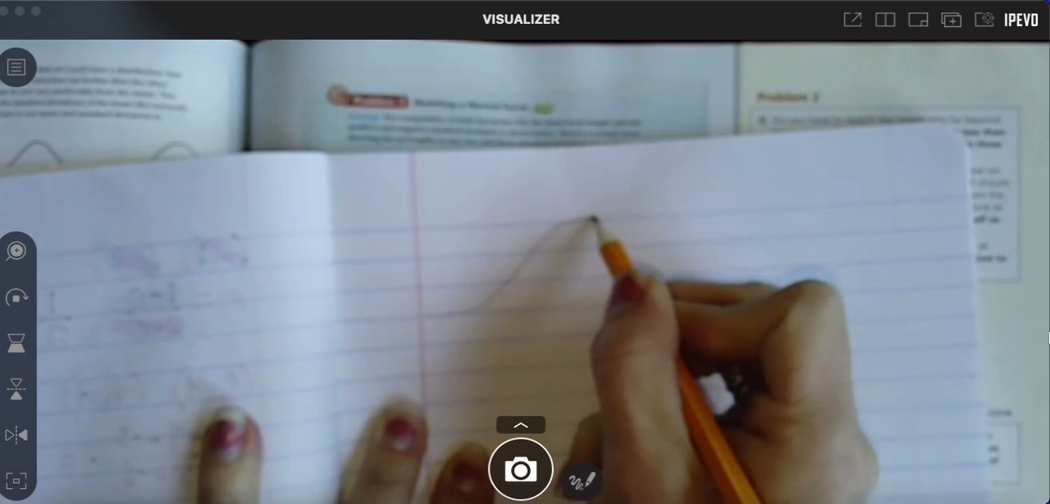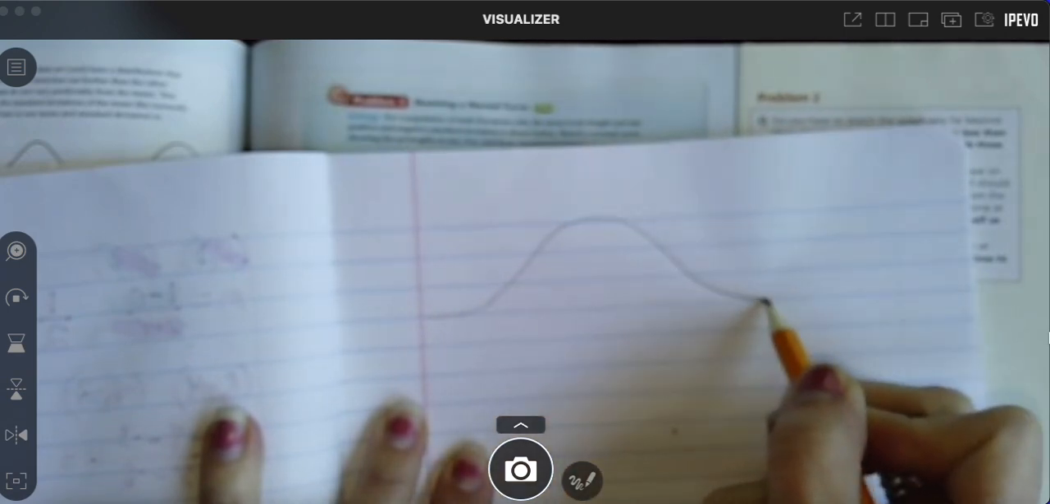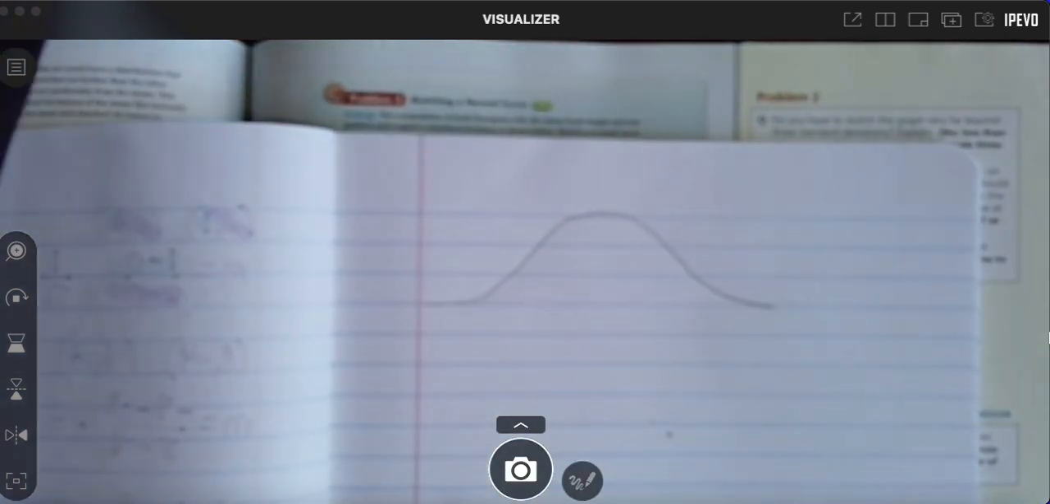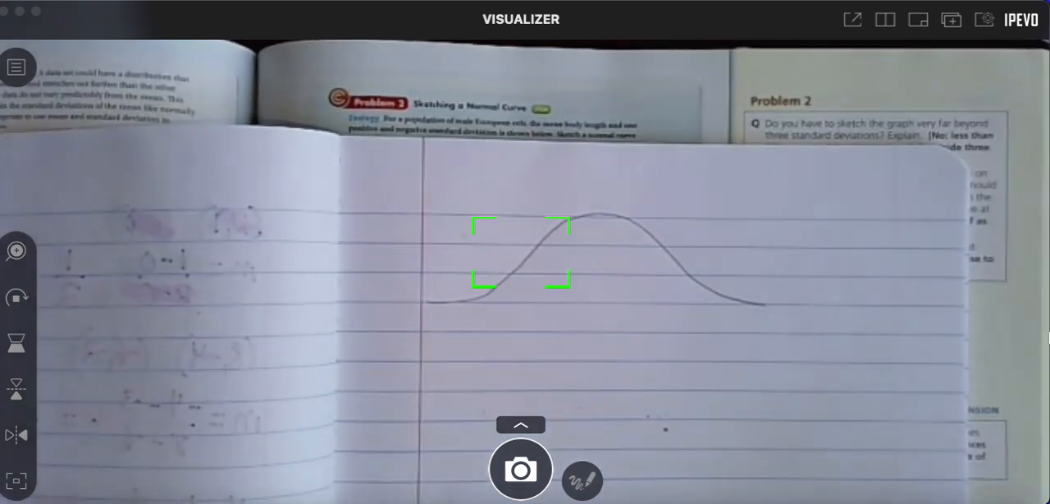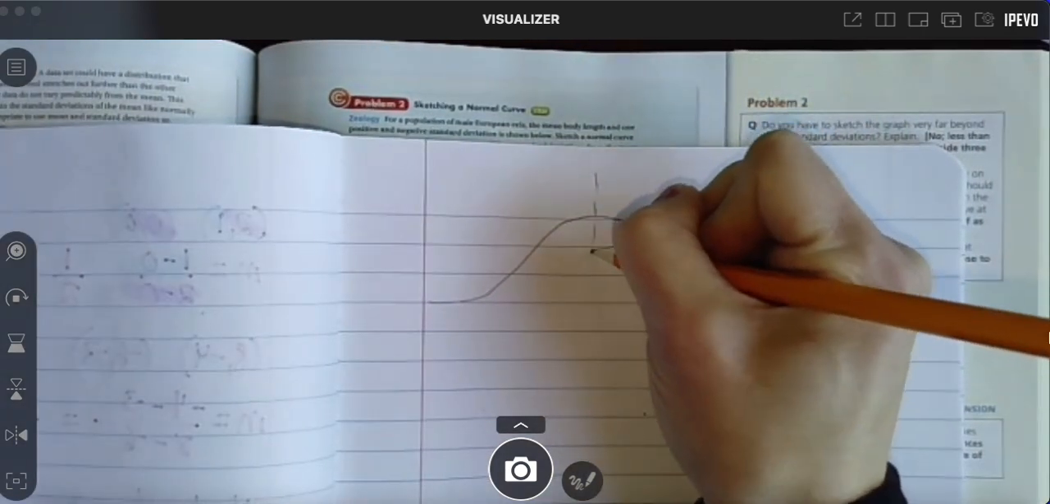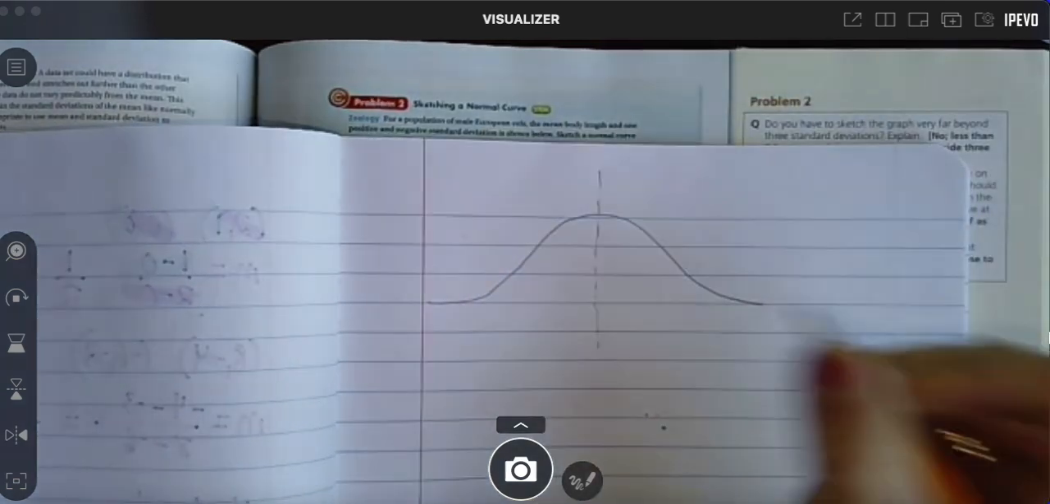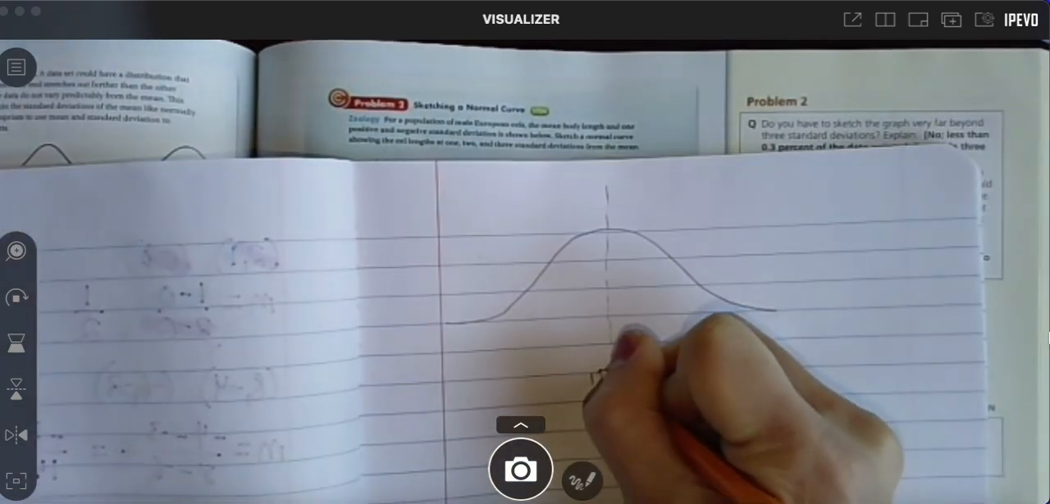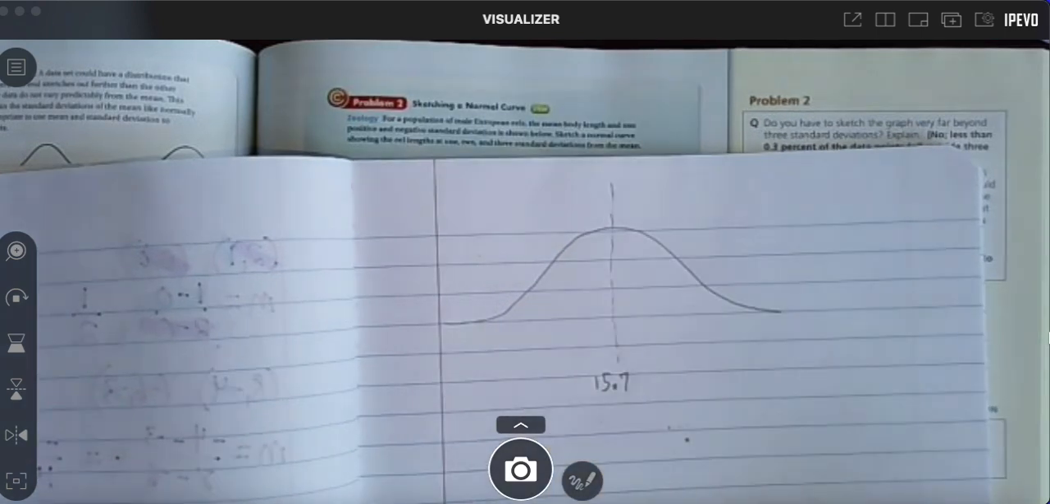So this is your normal curve, right? Not so great at the left end. Okay, the mean goes in the middle, just like not yesterday, but whatever day we had with the x's. Okay, and that, I said, is 15.7. Is everybody good with that?